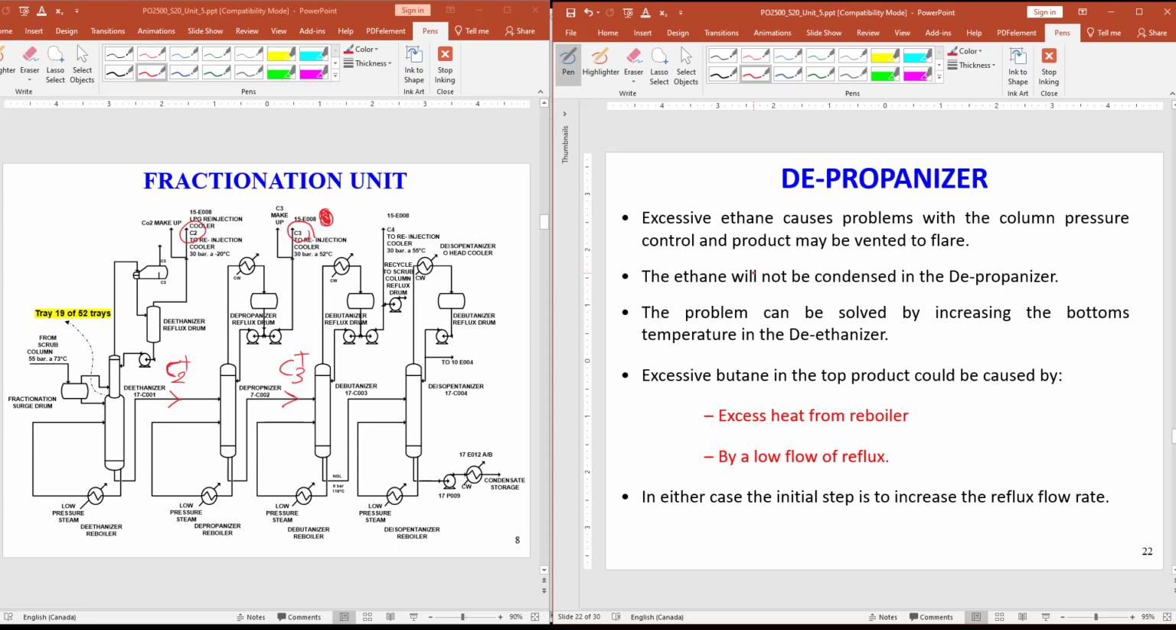Excessive ethane, the ethane that is coming from the other unit, like methane in the first unit, can increase the pressure in the De-propanizer, and it can increase the pressure at the top, and it has to be vented to the flare. It has to be burned in the flare.